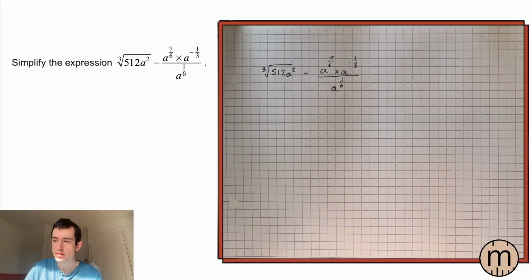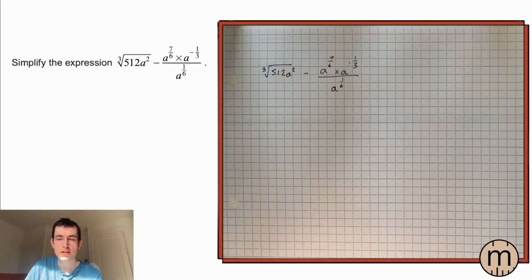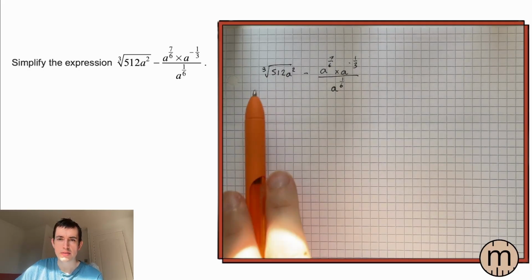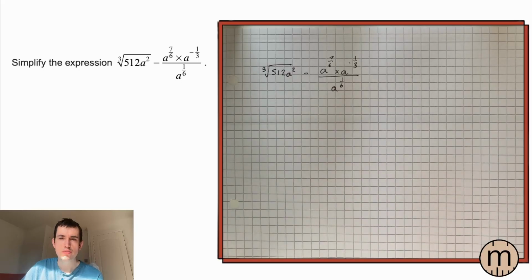So all of this is technically part of the GCSE specification, but obviously it looks a tiny bit more complicated because this is an A-level paper. What do we need to remember about the 3? If it's a cube root, then we need to be able to know that this translates into the power of a third.